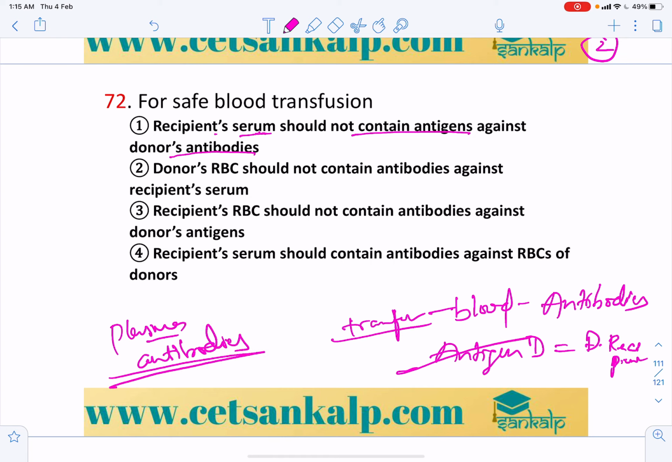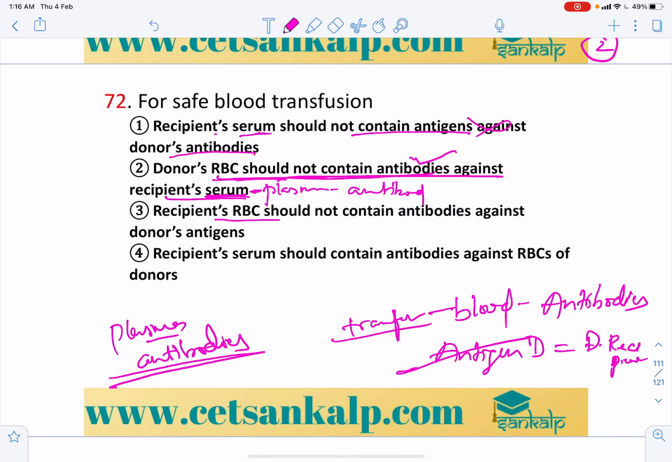Plasma, which is antibodies. Donor RBC should not contain antibodies against recipient. Right? So whenever we're going to say that, donor's RBC should not contain antibodies against the recipient serum. Recipient serum means that is also a plasma. Plasma with what? Antibodies.